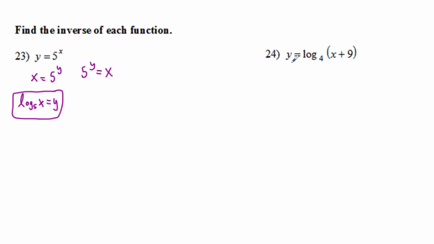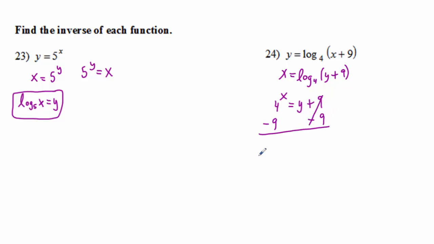So let's try this one. We're going to switch x and y. And since our logarithm is by itself, we can rewrite this in exponential form. This would be 4 to the x equals y plus 9. And then I'm not solved for y yet. I have to subtract the 9 over. So I get 4 to the x minus 9 equals y, and that's my answer.